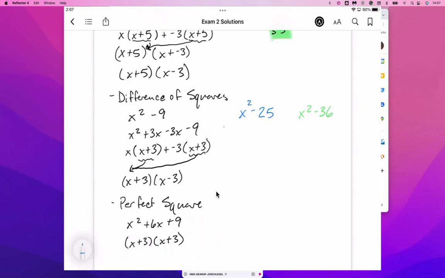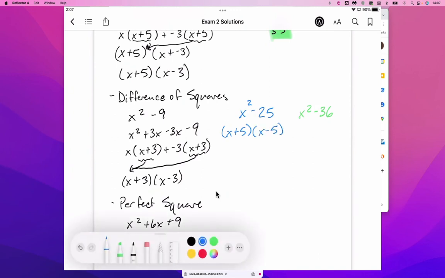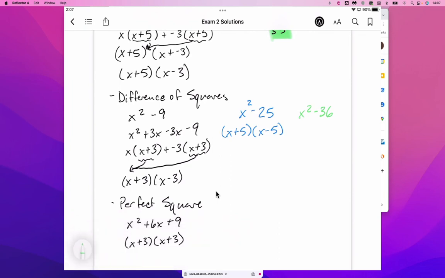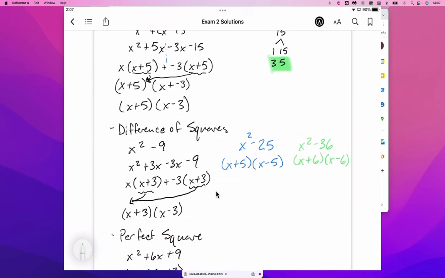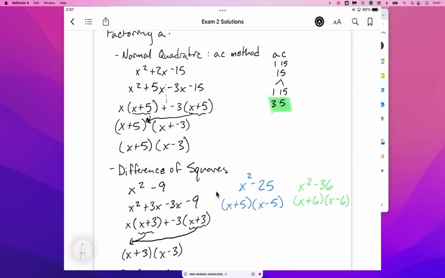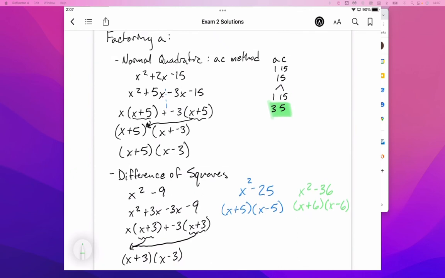With that blue one, I could jump straight to x plus 5 times x minus 5 because of difference of squares. And with the other one, I could jump straight to x plus 6 times x minus 6. Again, because of difference of squares. And so if you remember some of these little tricks, it will make today's homework 16 quite a lot easier, particularly the difference of squares.